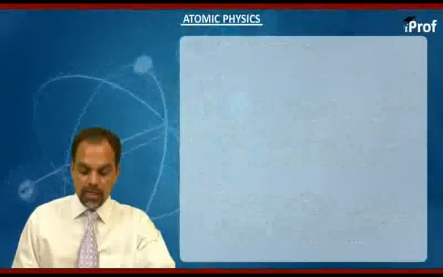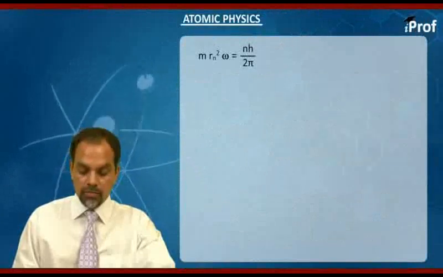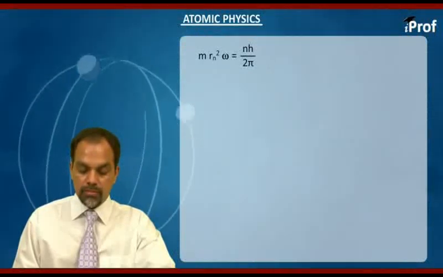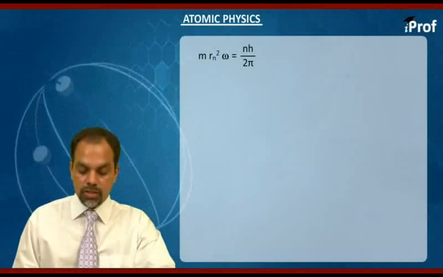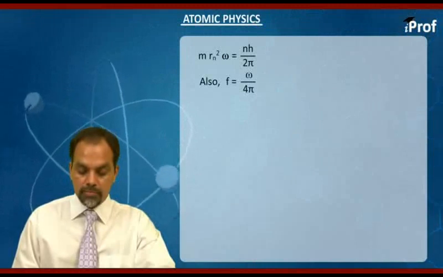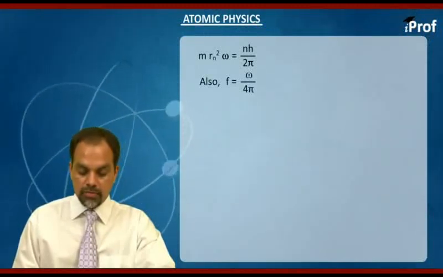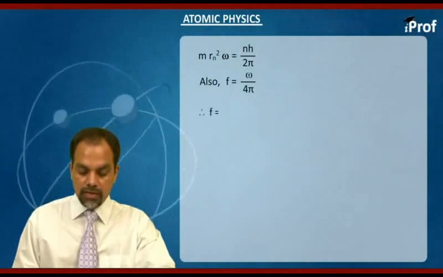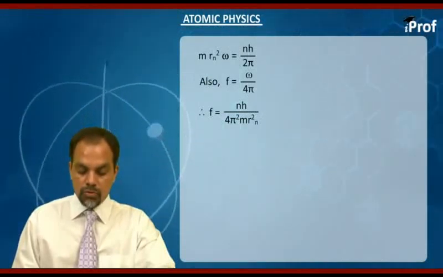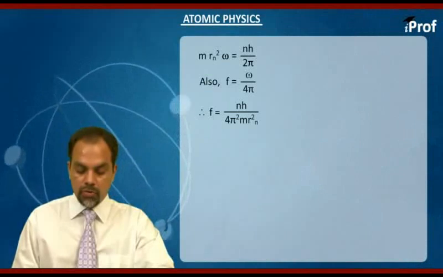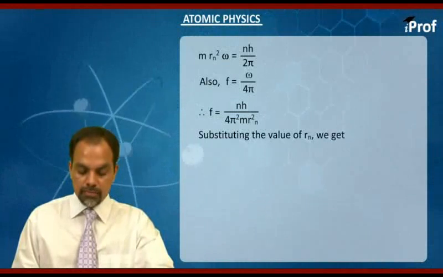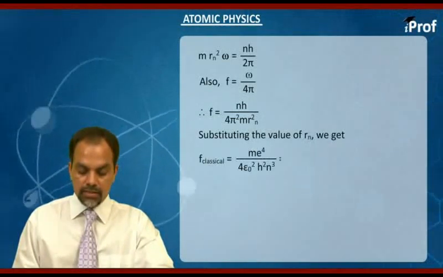Now we know that m R_n squared omega is equal to nh upon 2 pi. This equation is nothing but the law of quantization of angular momentum, which is one of the postulates in Bohr's atomic model. Also we know that frequency is equal to omega over 2 pi. So when we make the substitution, we get the expression for frequency, and the value of f is nh upon 4 pi squared m R_n squared. We know the value of R_n, that is the Bohr radius when the electron is in the nth orbit.